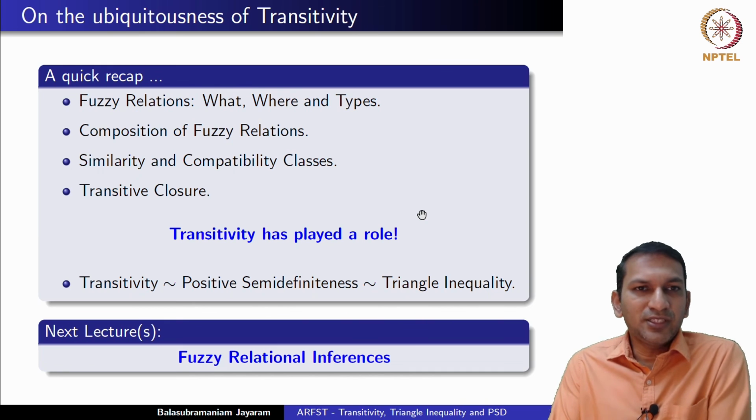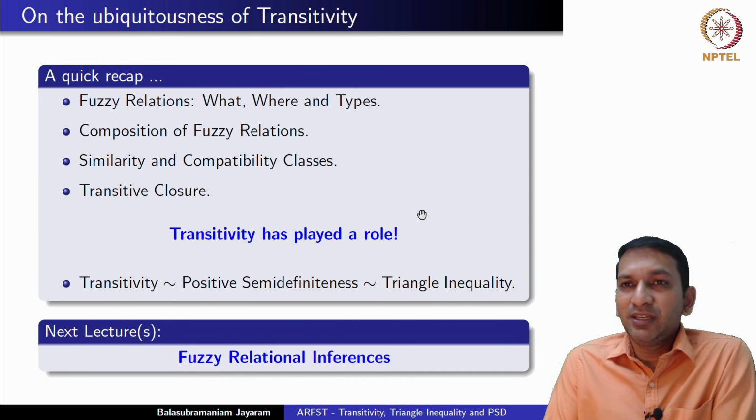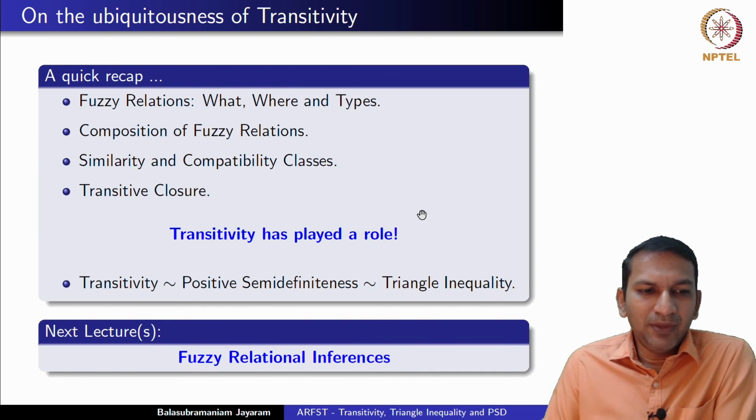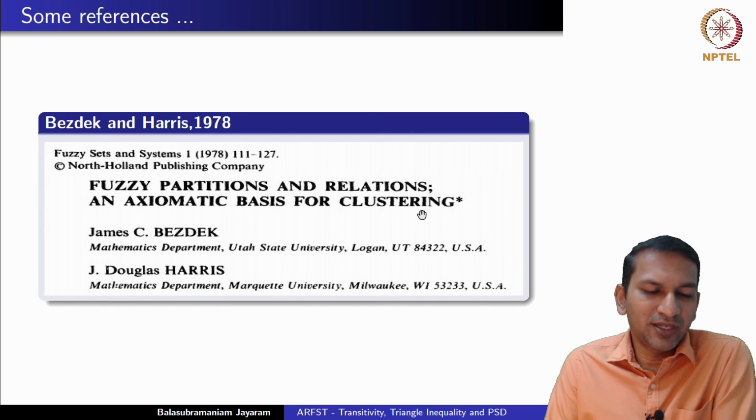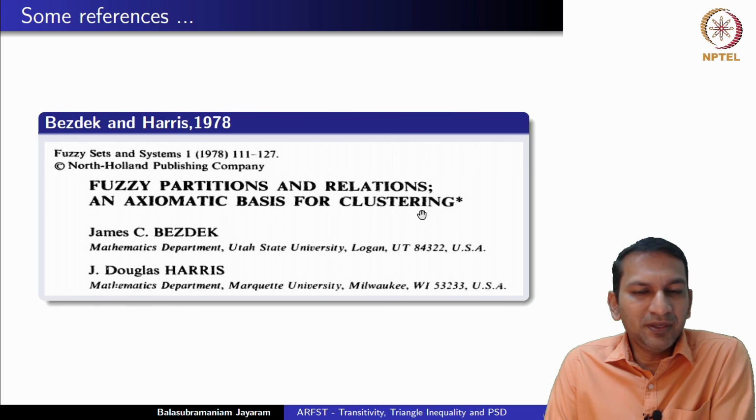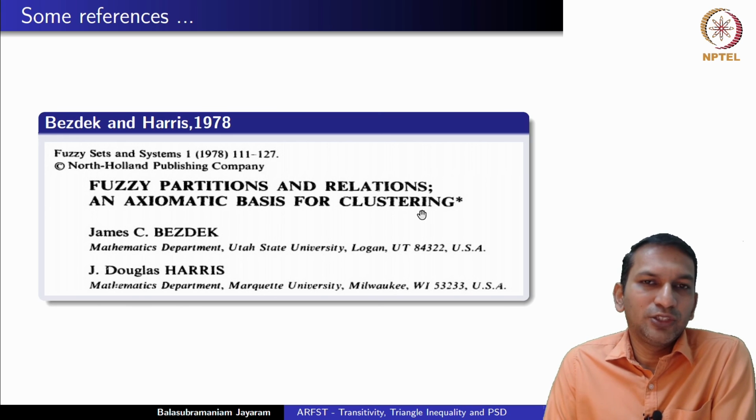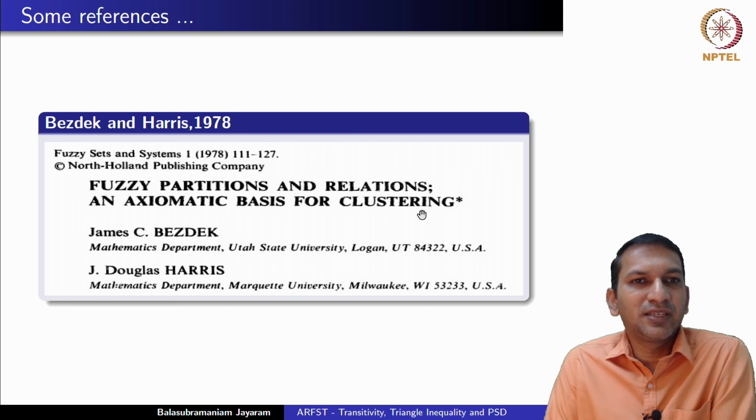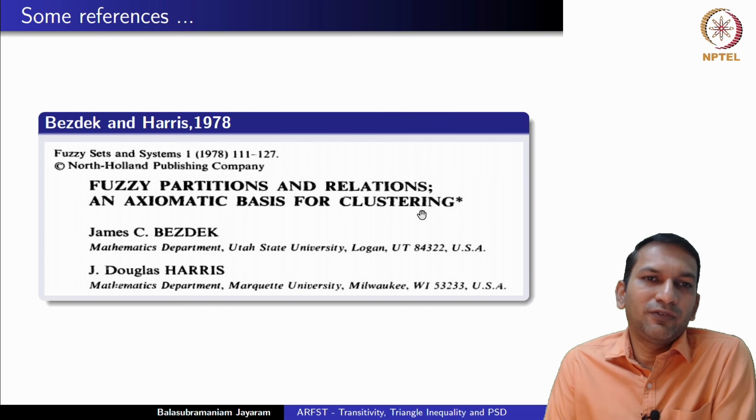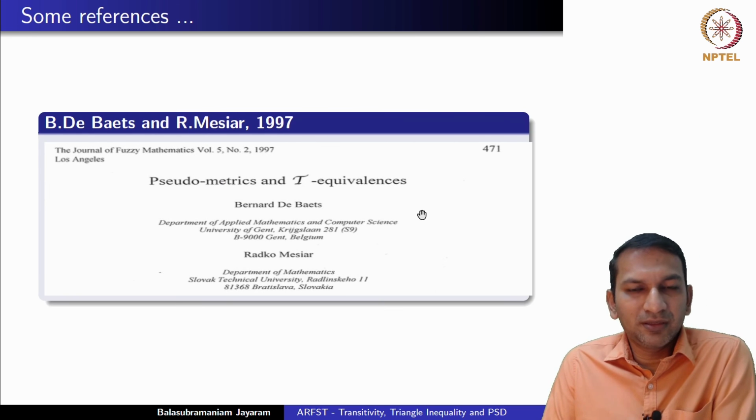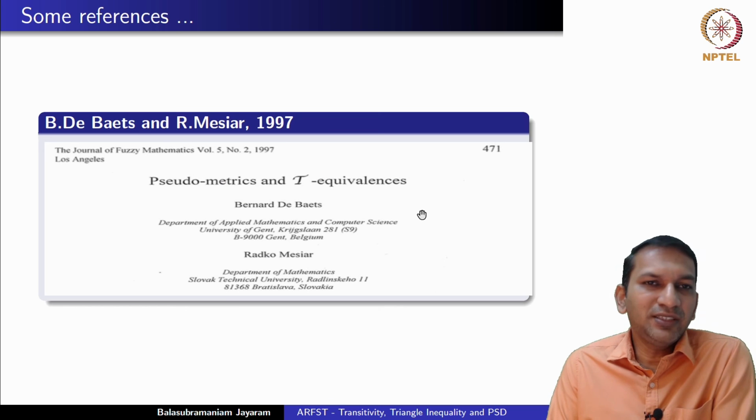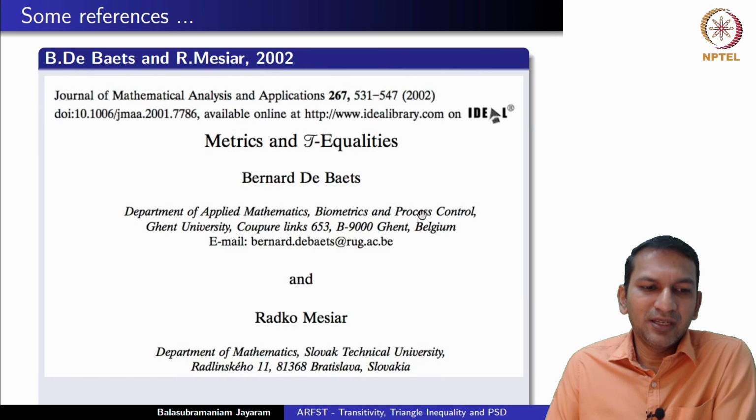What next? In the next week, we will look at fuzzy relational inferences. Meanwhile, allow me to present you the works that we have referred to in this lecture. This was the paper in which Bezdek and Harris showed that T-cos equivalence is related to triangle inequality of the pseudo-metric that you obtain as 1 minus E. This was the first of the papers by Bernard De Baets and Radko Mesiar, where they generalized the result of Bezdek and Harris, and they also have further results exploring the same.